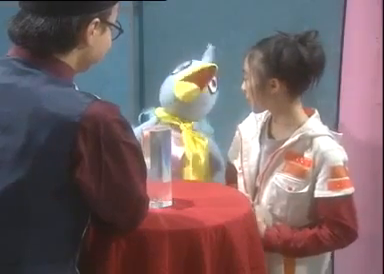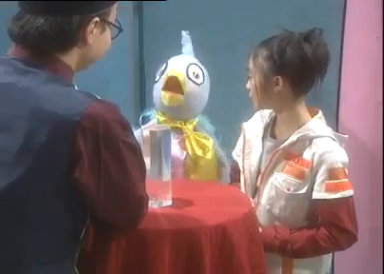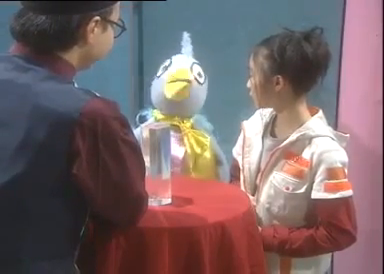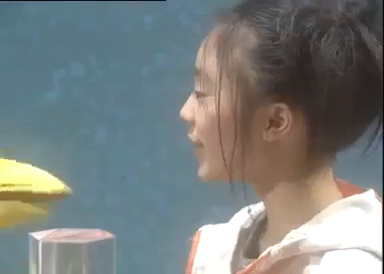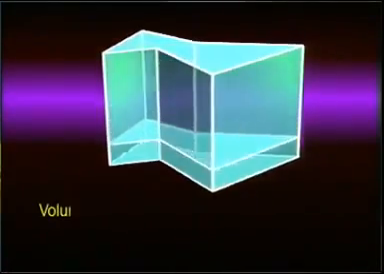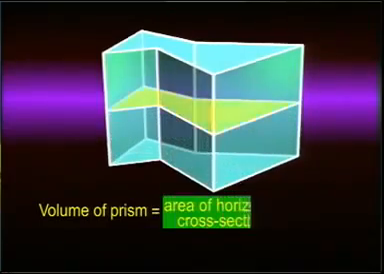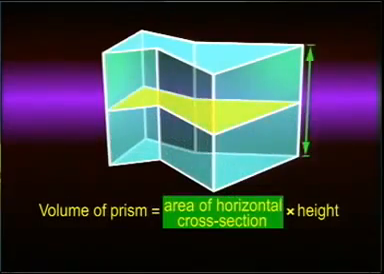Oh, yes! I understand now. For a prism, no matter whether it's a circular cylinder or any other type of prism, its volume is equal to base area times height. What's more, as the horizontal cross-sections are the same from its base to its top, the volume of a prism is also equal to the area of a horizontal cross-section times height.